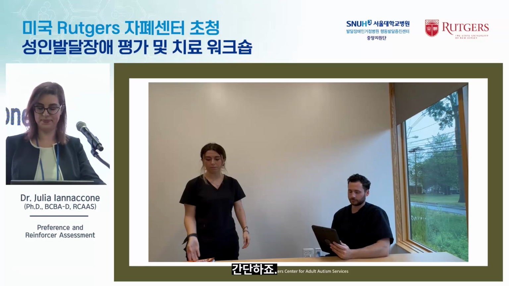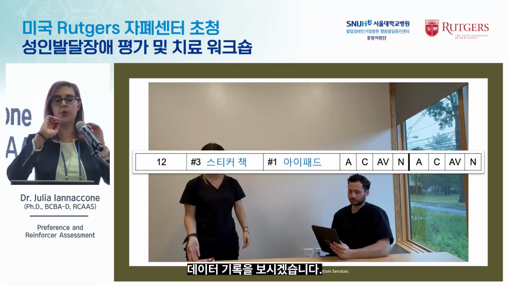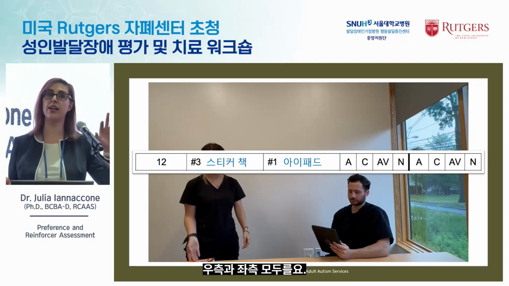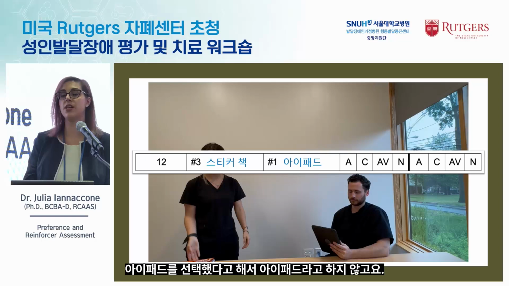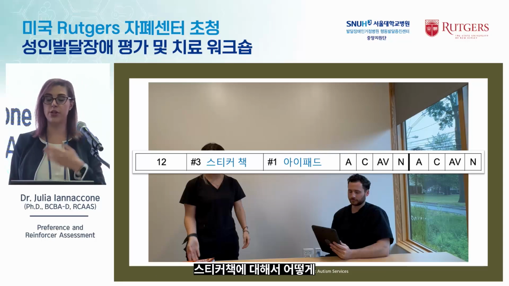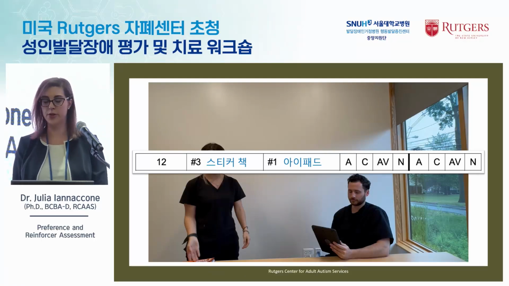Pretty straightforward. So data collection. We take data on how they respond to both items, the item on the right and the item on the left. You're not just going to write down iPad, that they picked iPad. You're going to circle an option for how they responded to the iPad and how they responded to the sticker book.